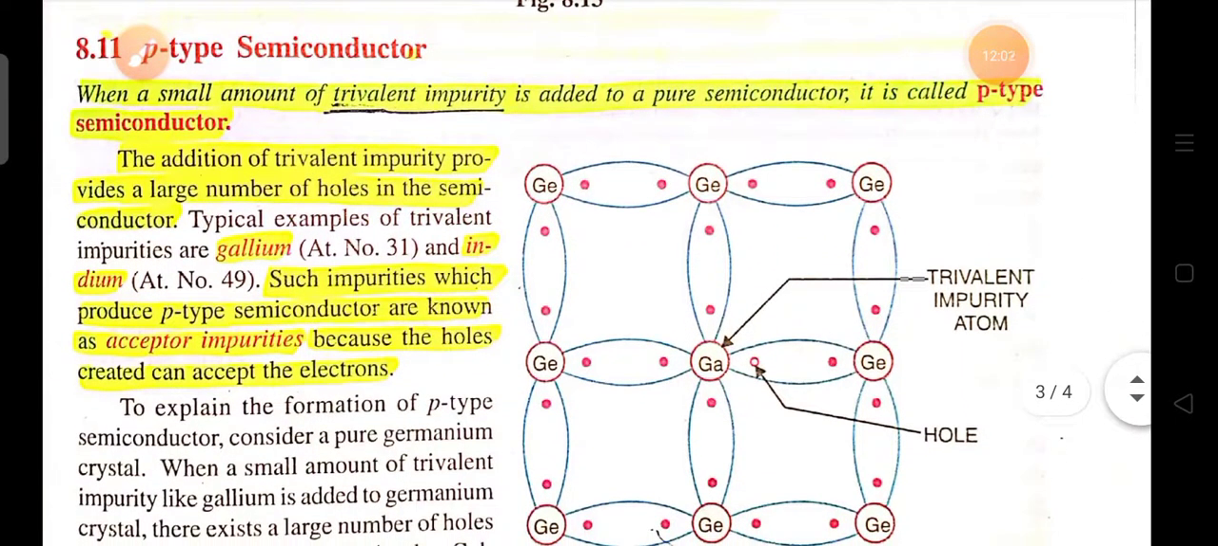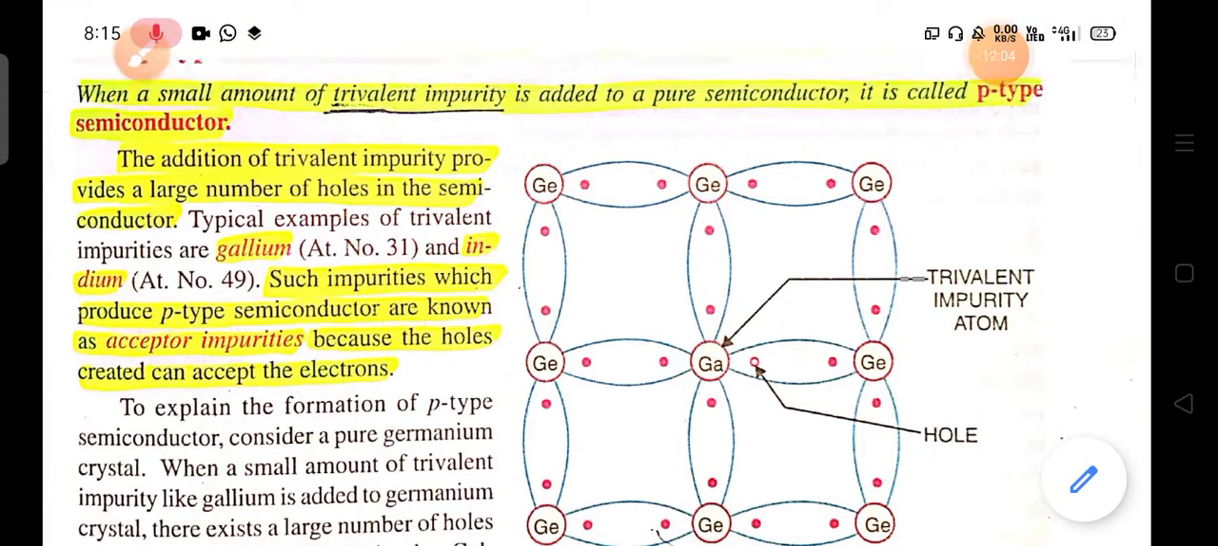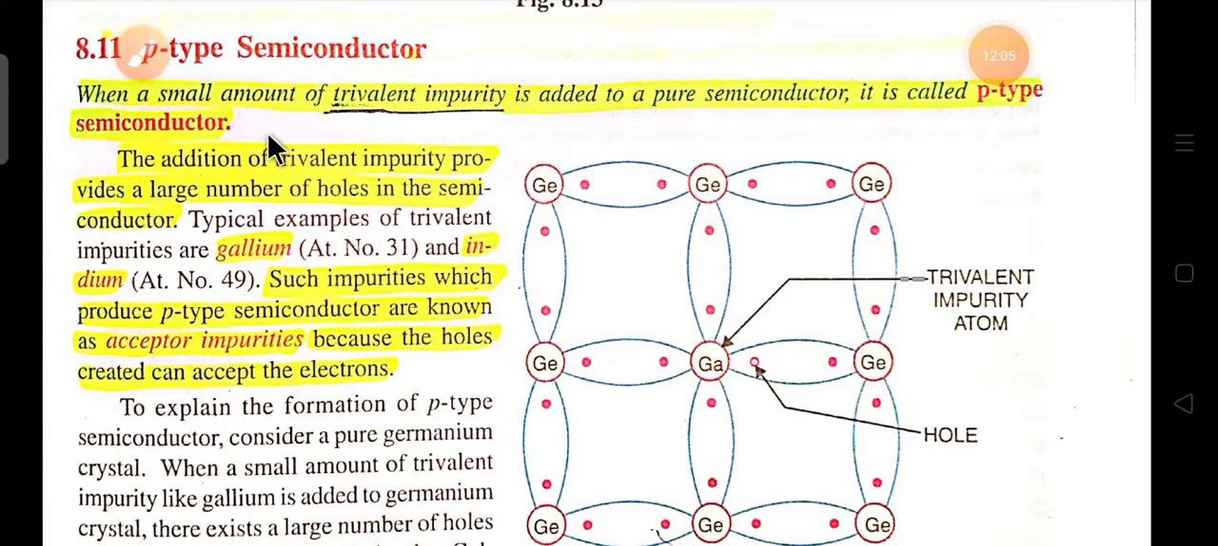Now see what is p-type semiconductor. When a small amount of trivalent impurity, meaning the atom which has three electrons in its outermost shell, is added to a pure semiconductor, it is called p-type semiconductor. In n-type, pentavalent impurities are added. In p-type, trivalent impurities are added.